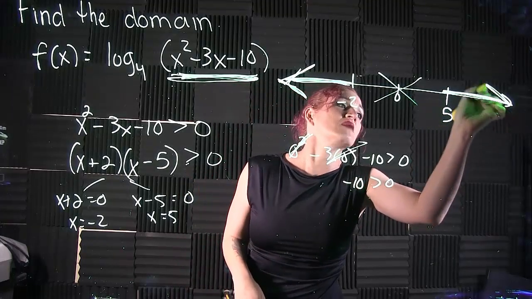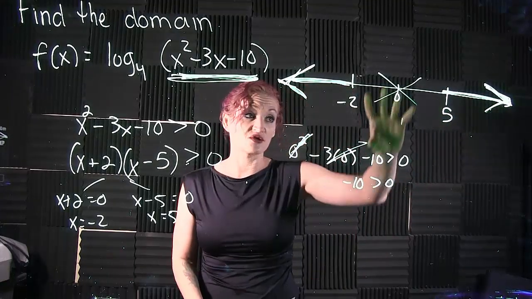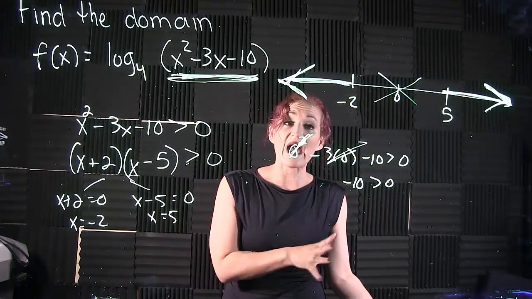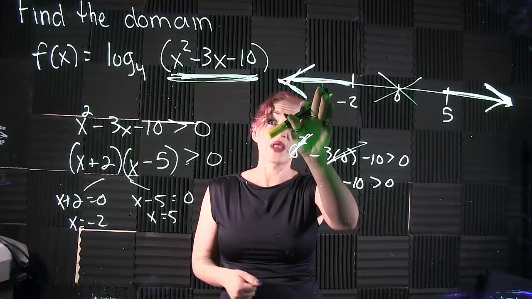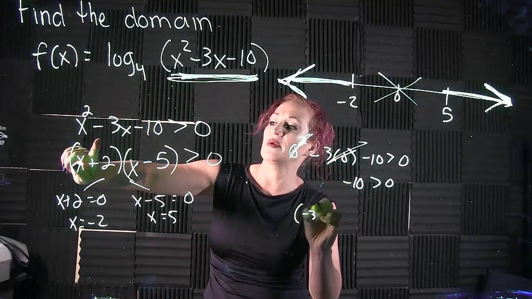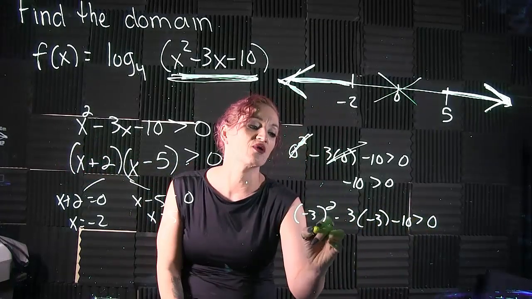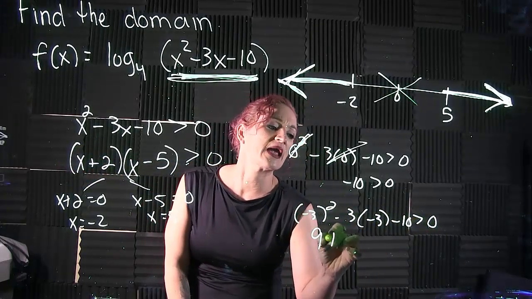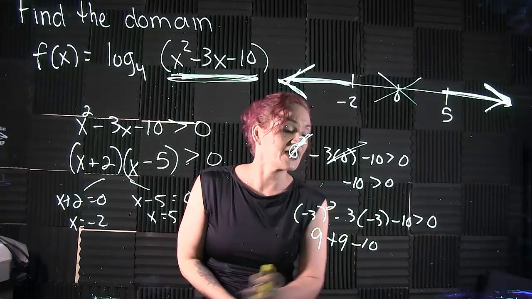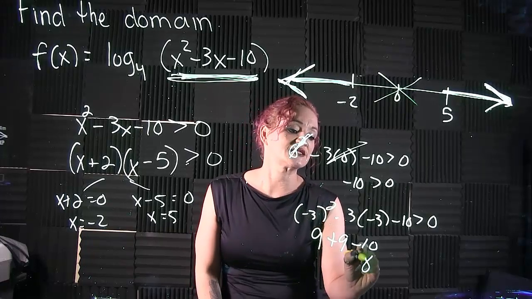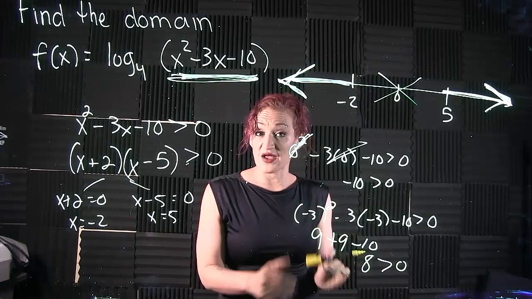When it comes to these examples, you're typically always either shading in the middle or shading on the outside. But again, we can use the math to verify this. We can plug in a negative 3, and we should see that this does work out. We are left with a 9 plus a 9 minus a 10. 18 minus 10 is an 8, and 8 is definitely greater than 0.